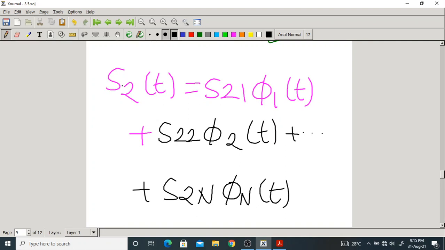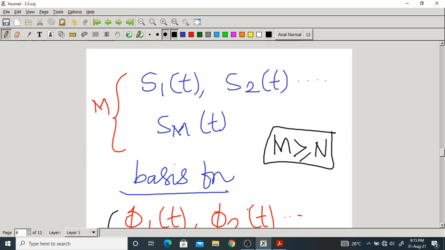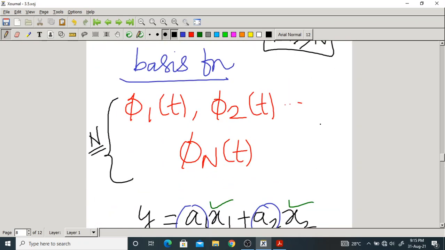Obviously, S2 of t is written as a linear combination of n basis functions. So these are the coefficients of expansion. In general, here we have two things. M number of energy signals, let us take i varies from 1 to m. Now n number of basis functions, j varies from 1 to n.